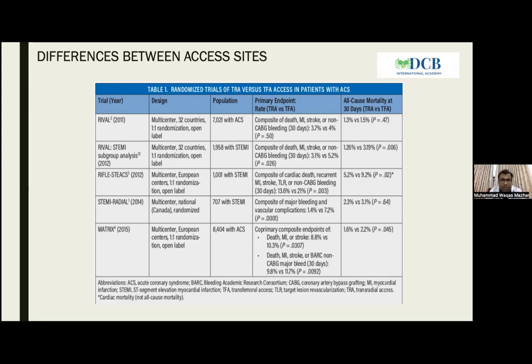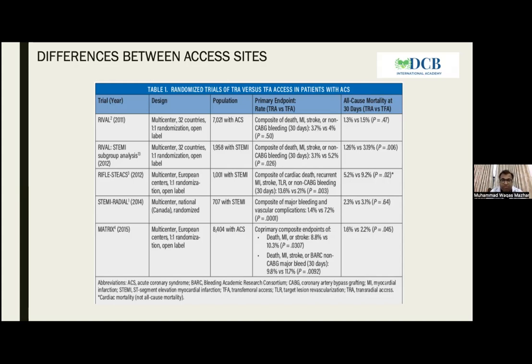First of all, sir, the Rival trial is a multi-center trial which was conducted in 32 countries with 1:1 randomization, and it is an open label trial. Its population is 7,021 patients with acute coronary syndrome. The primary endpoint compares transradial access with transfemoral access, in terms of a composite of death, MI, stroke, and non-CABG bleeding at 30 days, which is 3.7% with the transradial versus 4% with the transfemoral approach, and the p-value is 0.50. All-cause mortality at 30 days is 1.3% versus 1.5% with a p-value of 0.47.